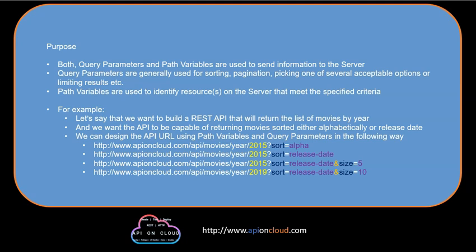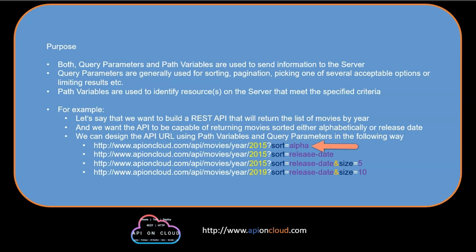Let's say that we want to build a REST API that will return the list of movies by year. We also want to make the API capable of returning the list of movies either in alphabetical order or by their release date. We can use a combination of path variables and query parameters as shown in the URLs below.